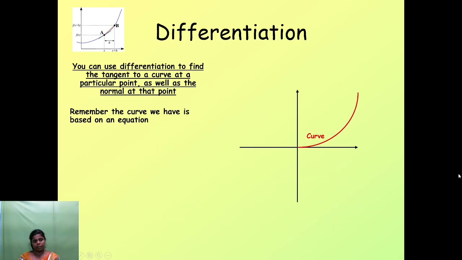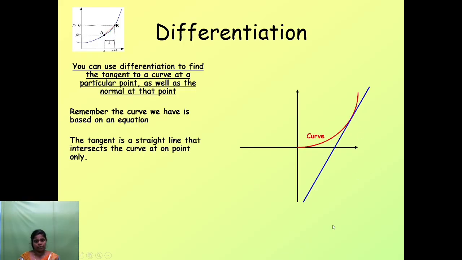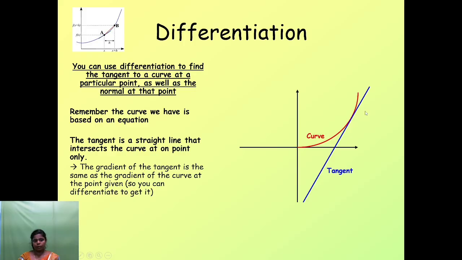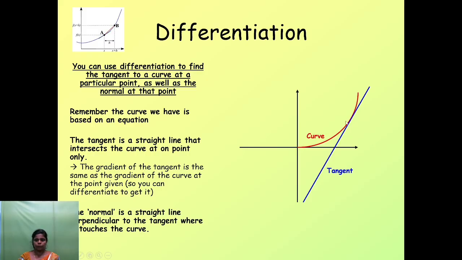Next term, this is a curve. Next, the tangent line. The tangent is a straight line that touches the curve at a point. The normal is a straight line which is perpendicular to the tangent, where it touches the curve like this. This is the normal.